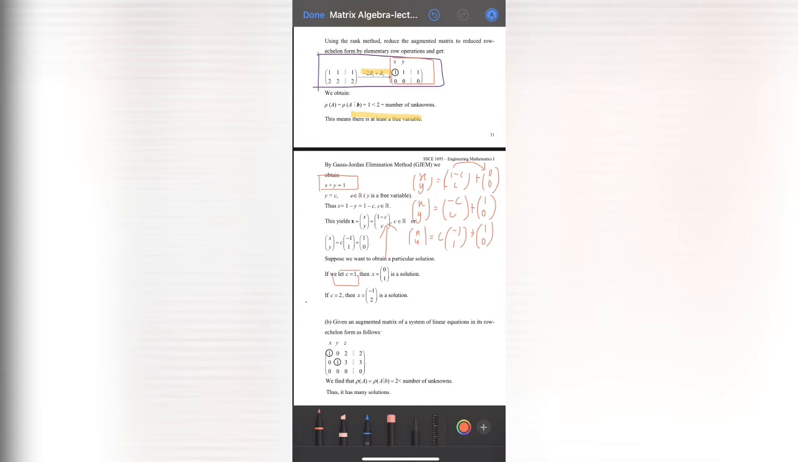Then we let c equal 2 from here too. So we get 1 minus c, we got negative 1, and then c is 2, so we put it as 2. So we got x equals negative 1, 2. Both of these are solutions. That's all for me. Thank you.